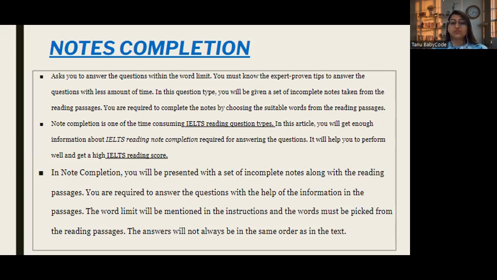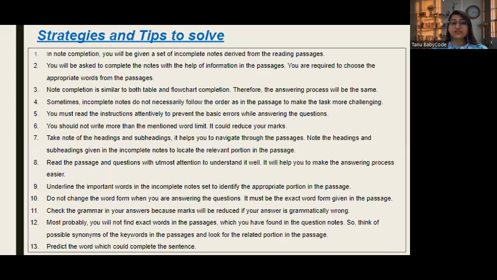What are the instructions and what are the word limits? Answers will not be in the same order as in the text. In note completion, the strategy you need to apply is that you need to know what the notes are and what you are required to choose from the appropriate words.